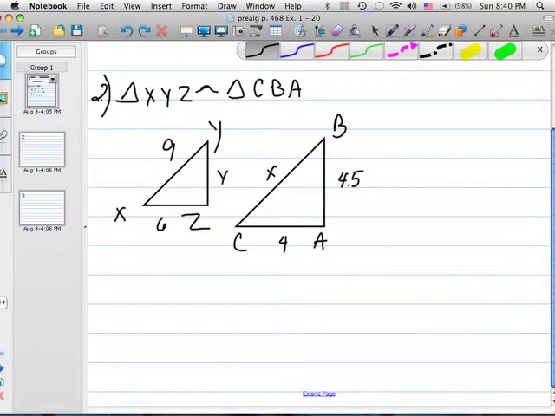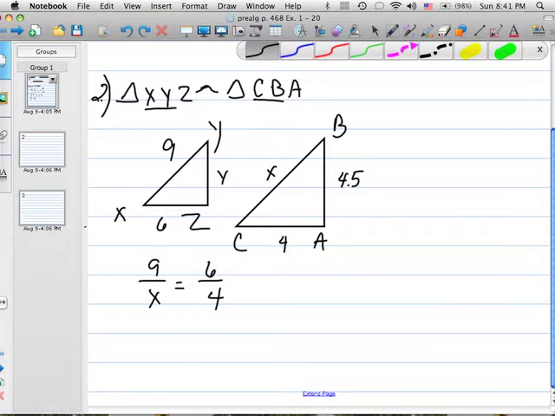And looking at the letters, XY is in the same place as CB. And XZ, so we could put 9 over X equals XZ. Since I started with this side, I'll put 6 over CA, which is in the same place in the letters, which is over 4. So again, I'm looking just to have one unknown.